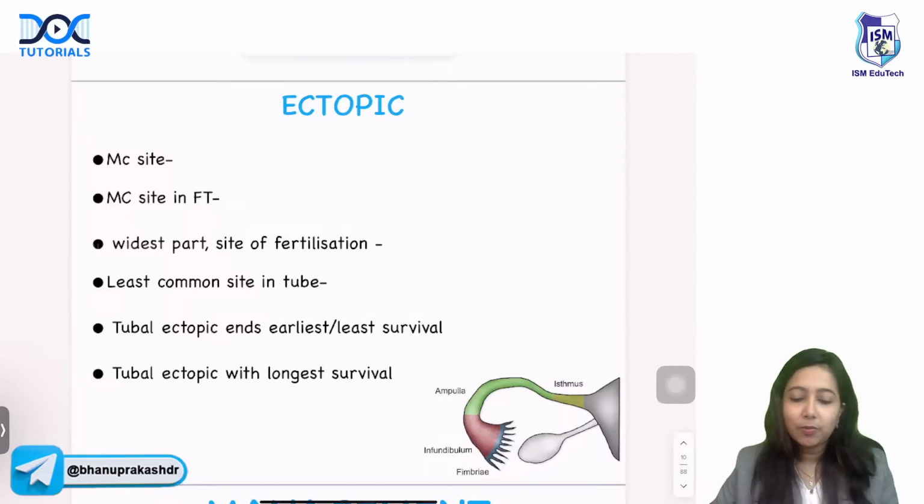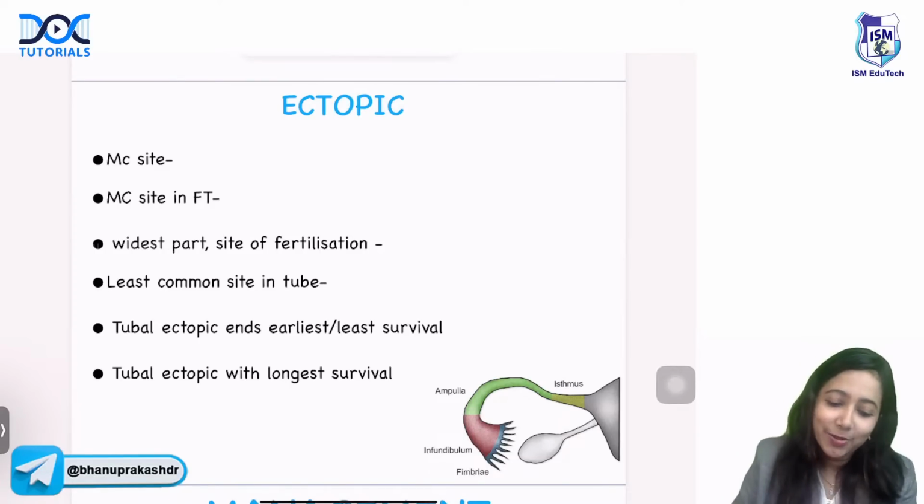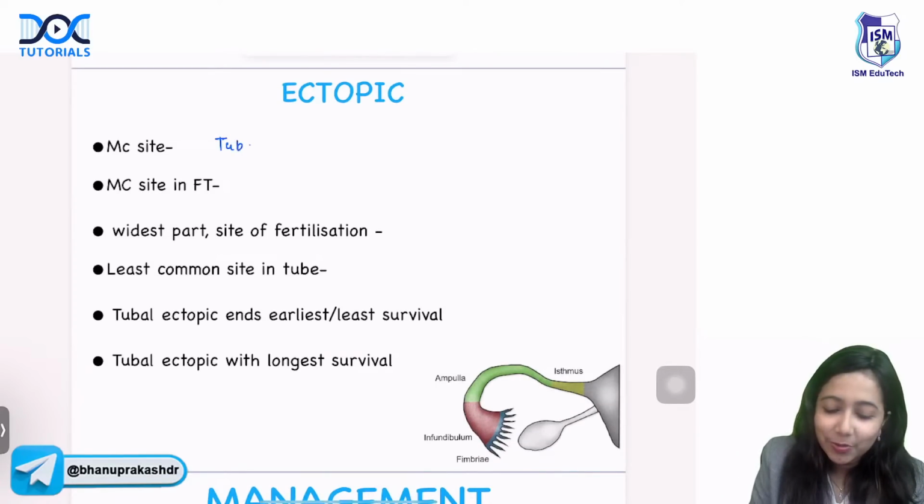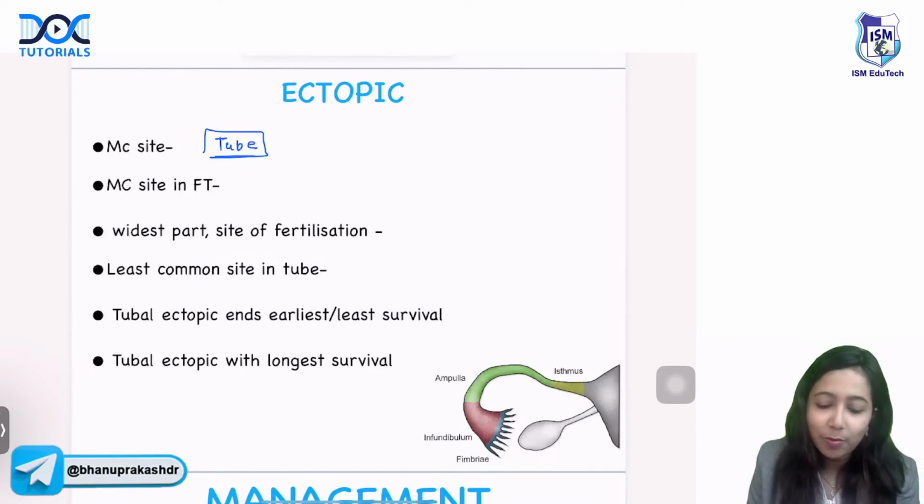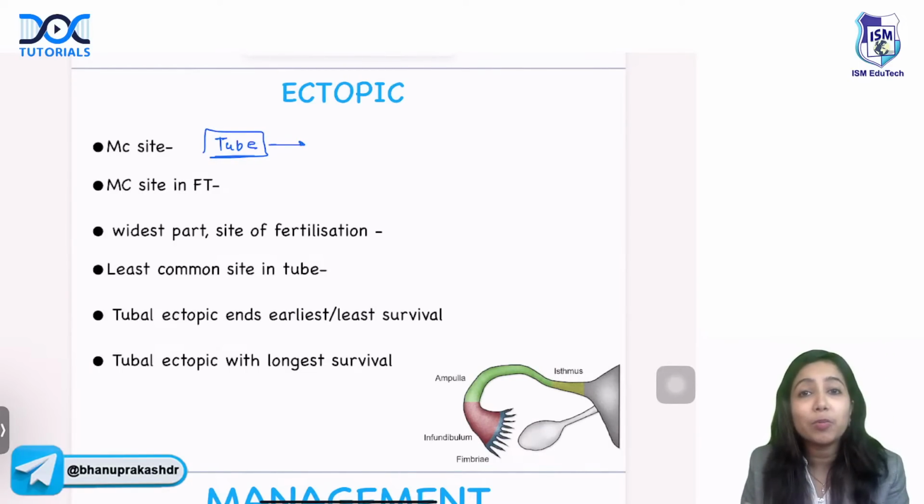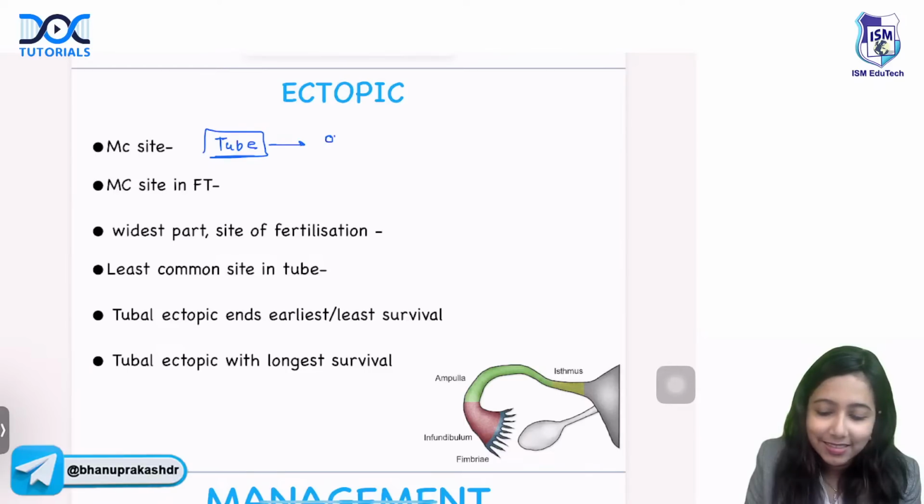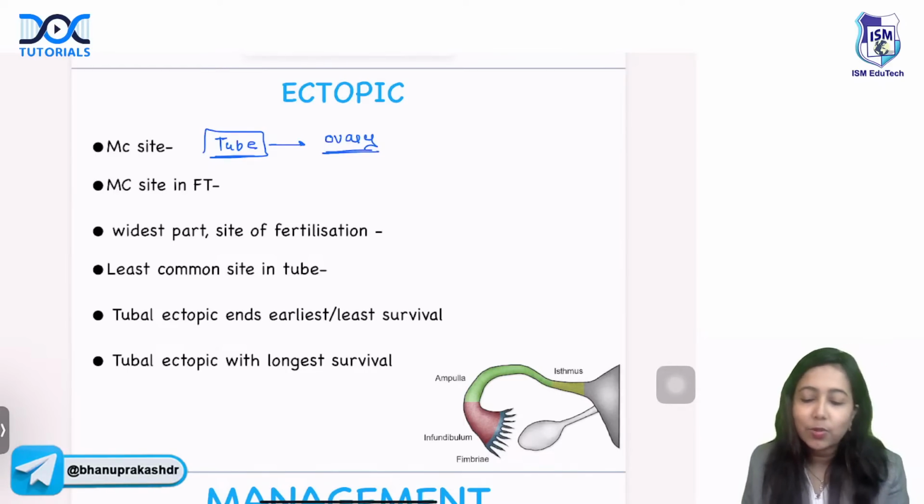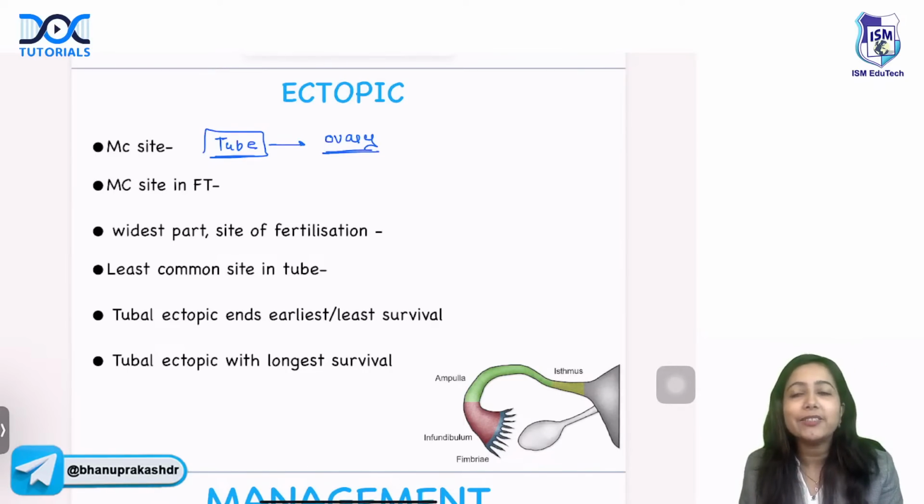So coming to the next topic, that is ectopic pregnancy. What is the most common site of ectopic? Is it tubes, ovary? As you all know, the most common site is the tube. What is the most common non-tubal site? After the tube, the most common non-tubal site is the ovary.